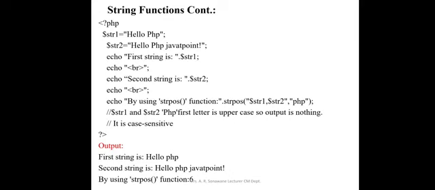So now if you modify the search with a capital PHP, then it will give you the output: by using the strpos function, the position is 6. Why 6? Because in $str1, at the 6th index position, the word PHP starts.